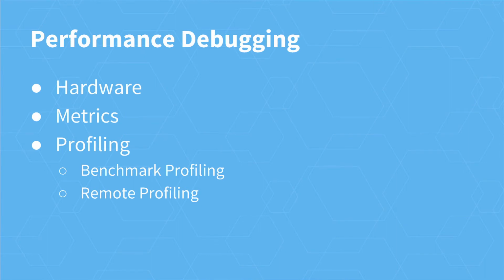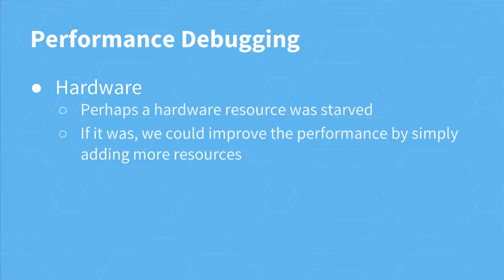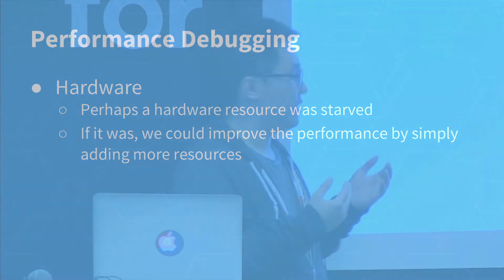In the following, I'll talk about 4 techniques that we use in performance debugging. The first thing: check the hardware. Usually when we start checking the performance bottleneck, we first need to check if any hardware resources were used up, for example, CPU or memory. In this case, the performance wouldn't be good, and if we add more resources, we can simply improve the performance.